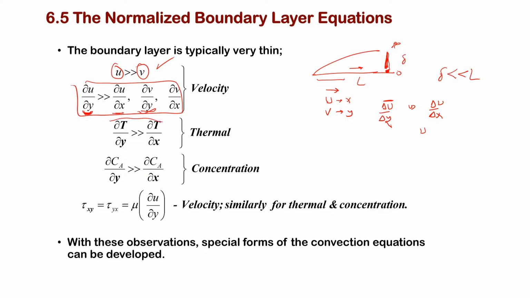Same story holds for the temperature. So temperature is very rapidly changing in y direction over a very small y value. So this means this derivative dT by dy is much greater than dT by dx. Same story for the concentration. And then we have the definition of the shear stress, which is mu times du by dy. And again, we neglected dv by dx because it is small compared to du by dy.